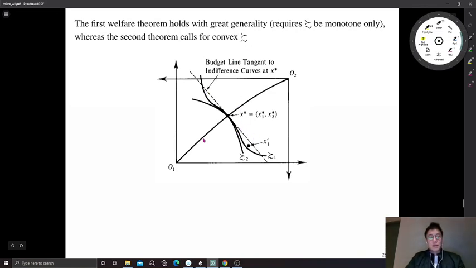Here, consumer A's preferences are not convex. As a result, his indifference curve has a non-convex region like this. Here, it's not convex toward consumer A's origin. And think about the situation where the government wants to achieve allocation X star. That is on the Pareto set, so an efficient allocation, but it cannot be achieved by the competitive market.